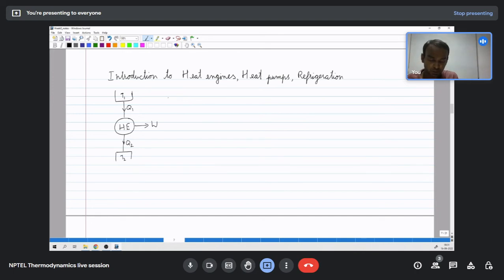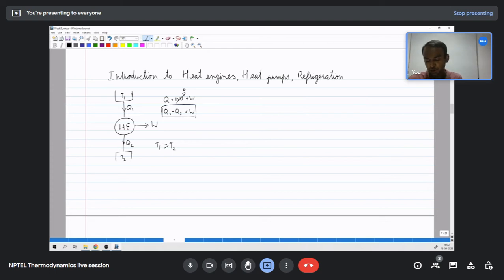We know from the first law that Q is equal to delta U plus W. Assume the heat engine operates steadily, so there is no change in internal energy. So Q1 minus Q2 is equal to W. This is a relation concerning the heat engine. Here the temperature T1 is greater than T2, and that is how we get the flow of energy from T1 to T2.